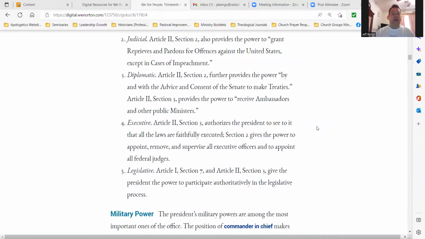A third classification, or a third area of powers for the presidency, is diplomatic powers. The president is basically our chief diplomat. That is in relationship to other nations. The president has power to make treaties with other countries, but notice here, there is a limitation to that. He must have the advice and consent of the Senate.